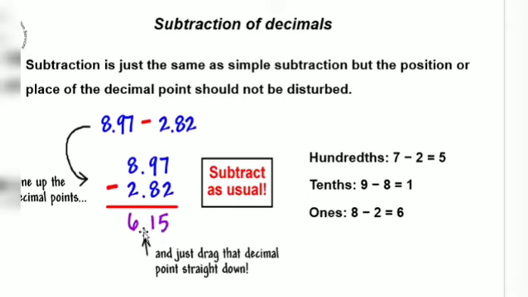Again, this decimal point will come under the rest of the decimal points. Now at the ones place we have 8 minus 2, which is equal to 6. So the answer will be 6.15.